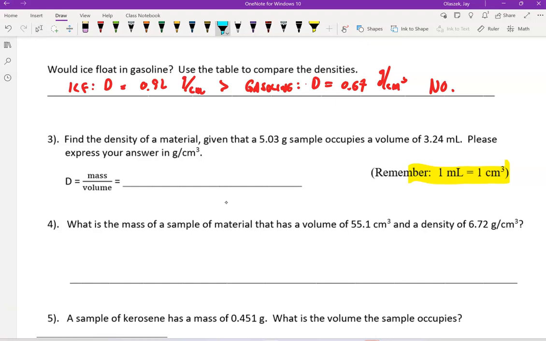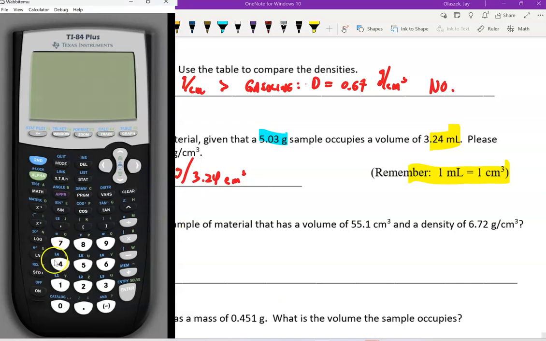It gives us a mass. It says our mass is 5.03 grams. It gives us a volume of 3.24 milliliters, which is of course the same thing as cubic centimeters. So we're going to plug in our mass here. We'll say 5.03 grams. We have a volume of 3.24 milliliters, which is the same thing as cubic centimeters. And we'll take our calculator. Helps if we turn it on.